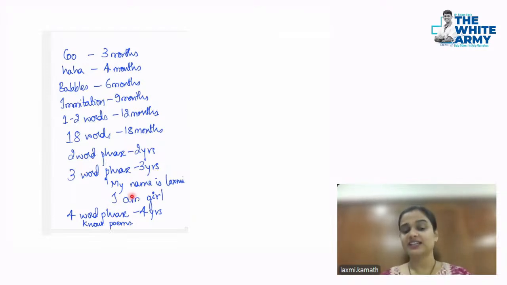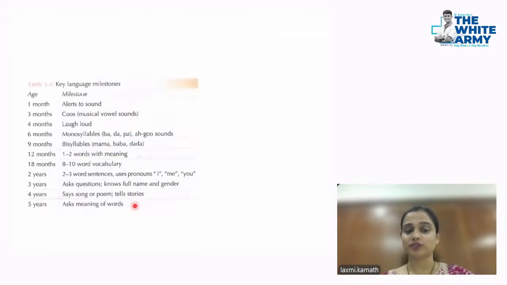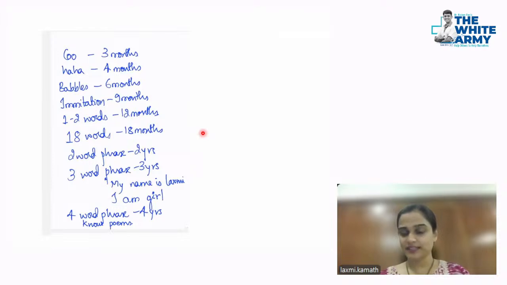At 4 years, the child will know 4-word phrases. So a 4-word phrase is nothing but the simple poems also. So that is why at 4 years, it will know poems and stories. And at 5 years, the child's inquisitiveness increases. It starts questioning everything around the environment that the child has. Okay, so this is how you remember your language milestones.